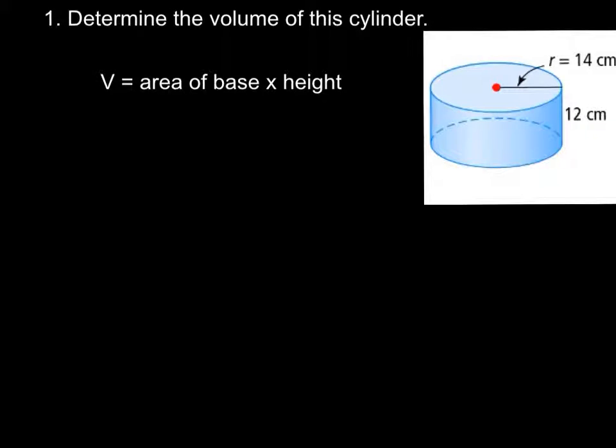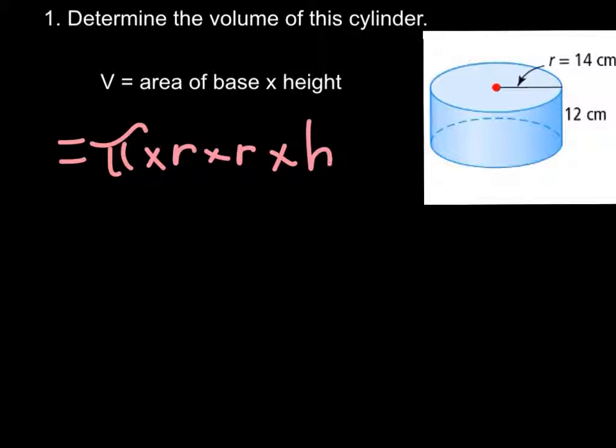So question number 1 says, determine the volume of this cylinder. So first let's think about the formula that we're going to use. We have here volume equals the area of the base times the height. And if our base is circular, like we see here, how do we find the area of that base? Well, we're going to use pi times r times r, and then finally times height.